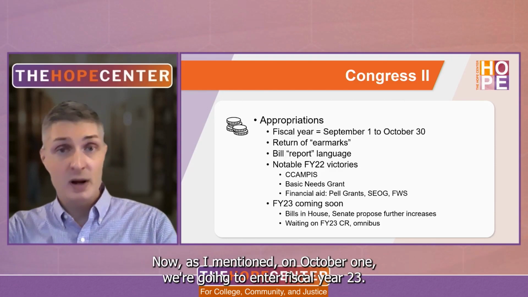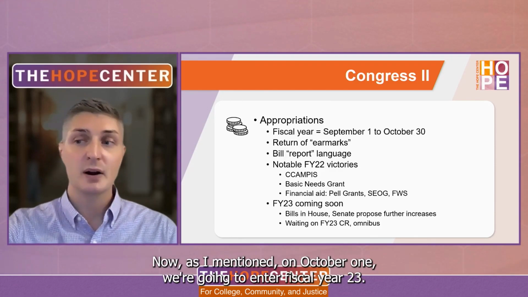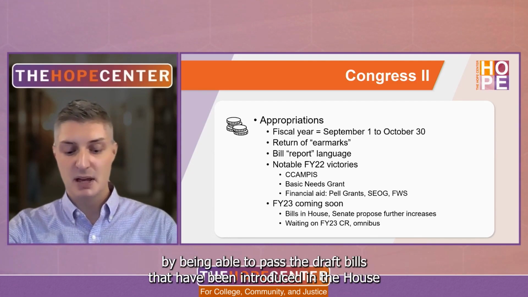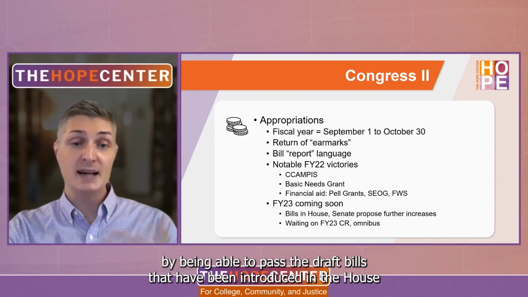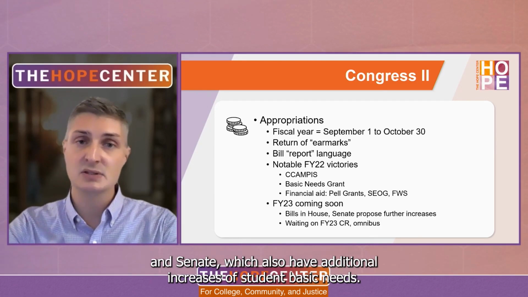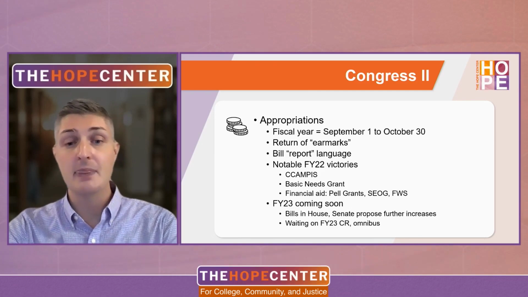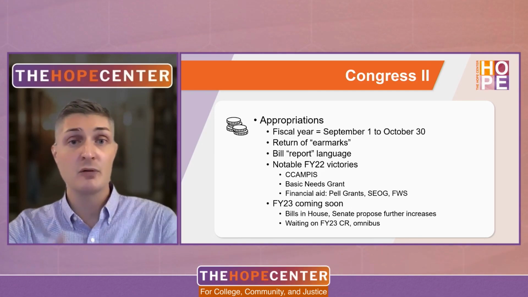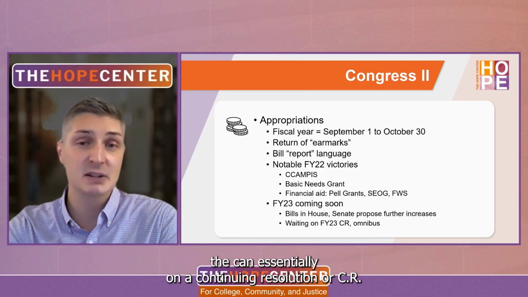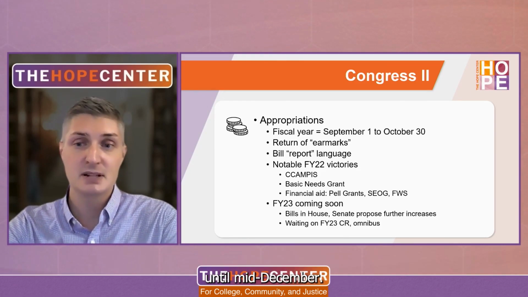Now, as I mentioned, on October 1, we're going to enter fiscal year 23. We are waiting for Congress to essentially resolve that question by being able to pass the draft bills that have been introduced in the House and Senate, many of which also have additional increases for student basic needs, and then to move forward by the end of the month just to kick the can essentially on a continuing resolution or CR until mid-December.